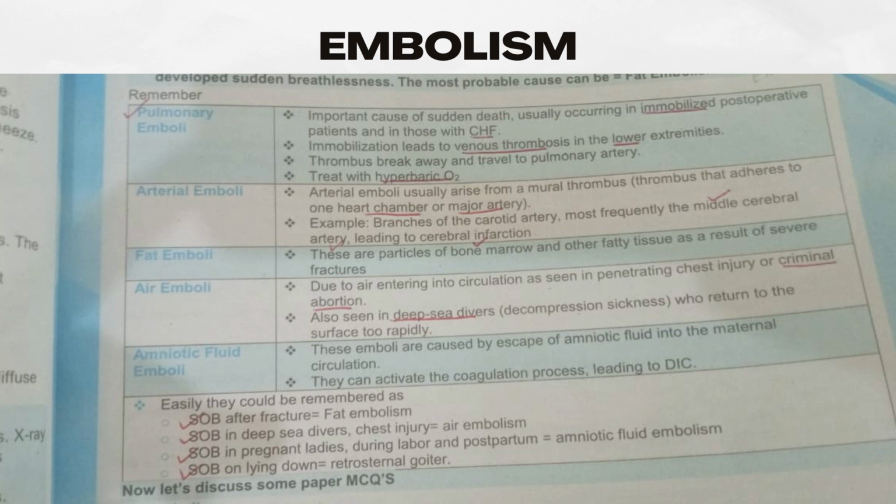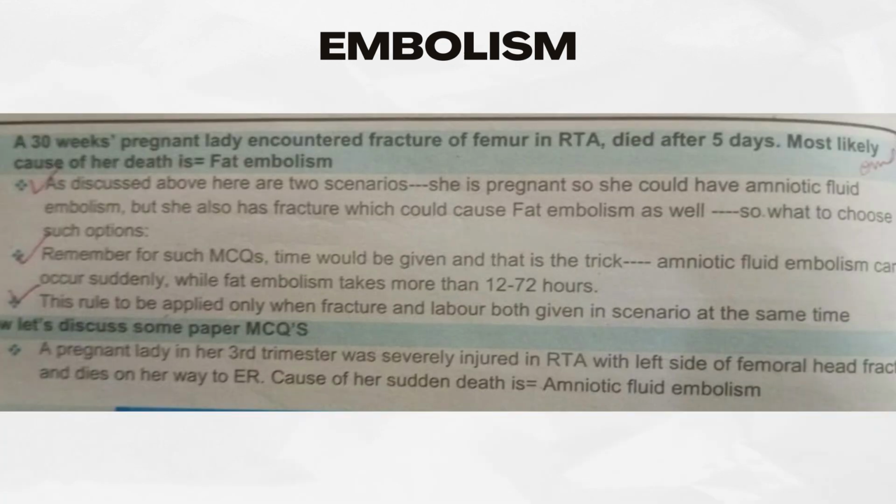Shortness of breath on lying down is the characteristic of the retrosternal goiter. It's not the characteristic of any kind of embolism. There is one tricky MCQ, that is point 108 of the Ruffy points.